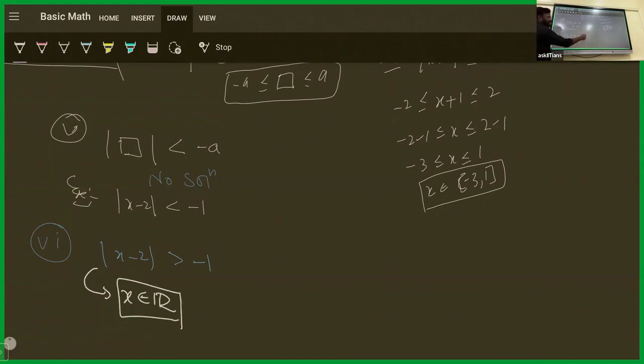ठीक है. So in general you can write like whenever we are given modulus of dabba and dabba is greater than minus of a, where a is a positive number, in this case the answer is going to be x belongs to R.